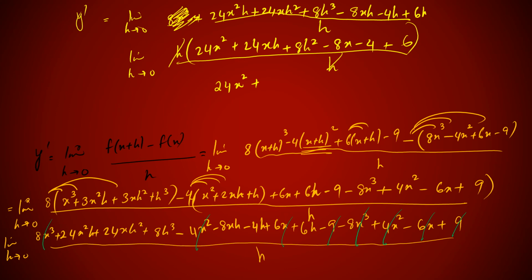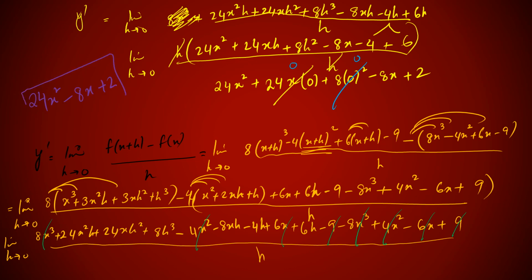Wherever we have the h, we will apply the limit, because we don't have a lot of space. 24xh and 8h square with h equals 0 go away, minus 8x, and minus 4 and plus 6 gives me plus 2 directly. Now this is gone because it equals 0. This term is gone because it is also equal to 0. So what is left as the final answer? We have been left with 24x square minus 8x plus 2. And this is the derivative of our main function.